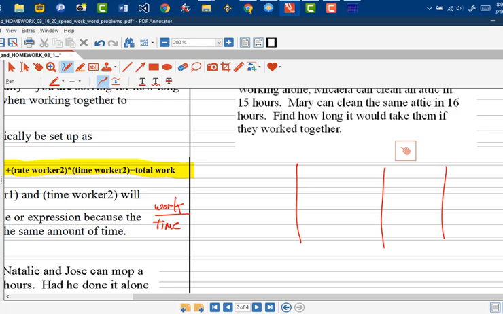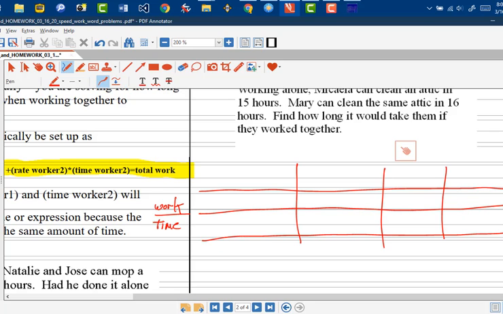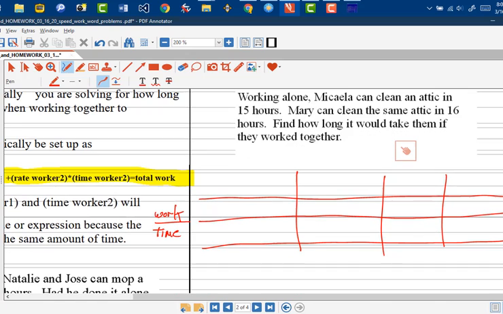Alright, so I'm going to set up my chart again with 2 rows, one for each of the workers. So we have Michaela, and we have, let's see, who's the other one? Mary. So it's rate times time equals work done.